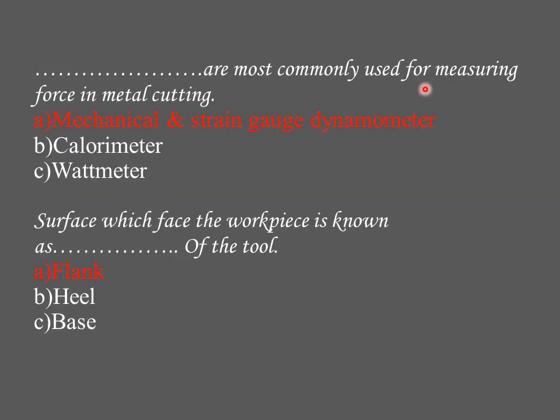These are most used for measuring force in metal cutting. The instrument used for measuring force in metal cutting is the mechanical and strain gauge dynamometer. The surface which faces the workpiece is known as dash of the tool. So the surface which faces the workpiece is known as flank. It is called the flank of the tool. The face toward the workpiece is always the flank of the tool.